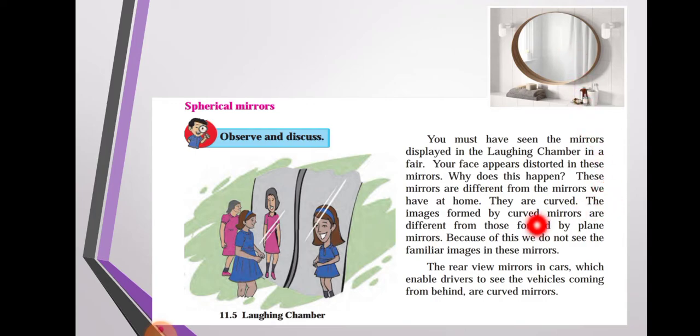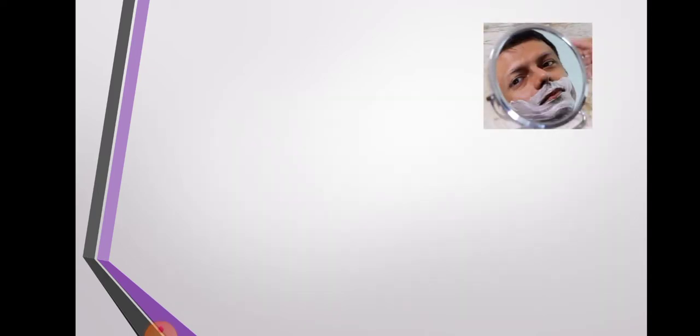Okay, and the images formed by curved mirrors are different from those formed by plane mirrors. For example, rear view mirrors in cars enable drivers to see the vehicles coming from behind. So they are called which mirror? Curved mirror. Okay, so you have observed these types of mirror.